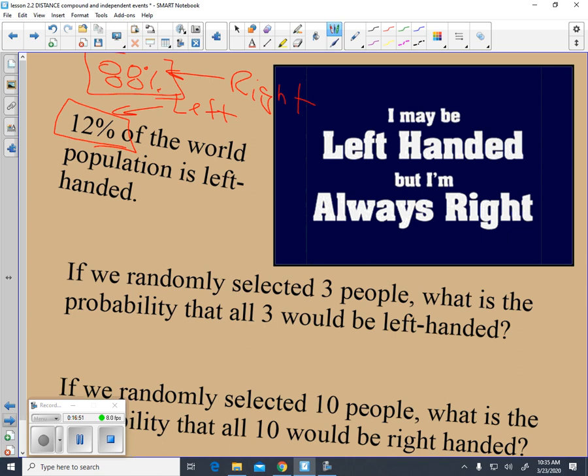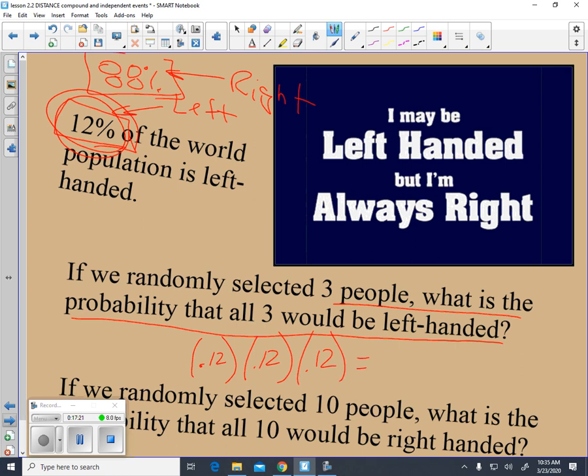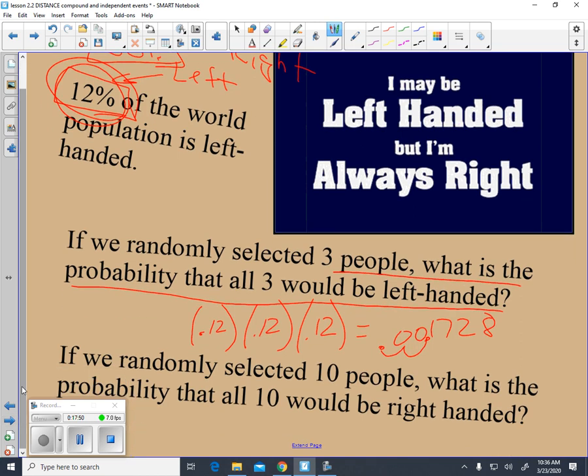Let's keep that in mind. If we randomly select 3 people, what is the probability that all 3 would be lefties? All 3 come out of this 12%. So the way we do this is we take 12%. I'm going to do this on my calculator, so I'm going to convert to decimal. I need somebody out of the 12%. I need the second person is also a lefty, and the third person is also a lefty. So I multiply 0.12 times 0.12 times 0.12, or in other words, 0.12 raised to the power of 3, which is 0.001728. Oh my gosh. If I slid that decimal point over, I've got like a 0.1 or 0.17% chance that they'll all be lefties. Not very likely to happen.